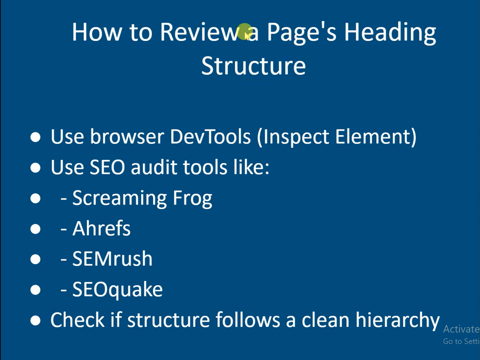While doing auditing, this is a very important step. First, you can use your browser's built-in developer tools. Just right click and choose inspect element. I will show you how to see this. This lets you see the actual HTML tags used for each heading, like H1, H2, H3.